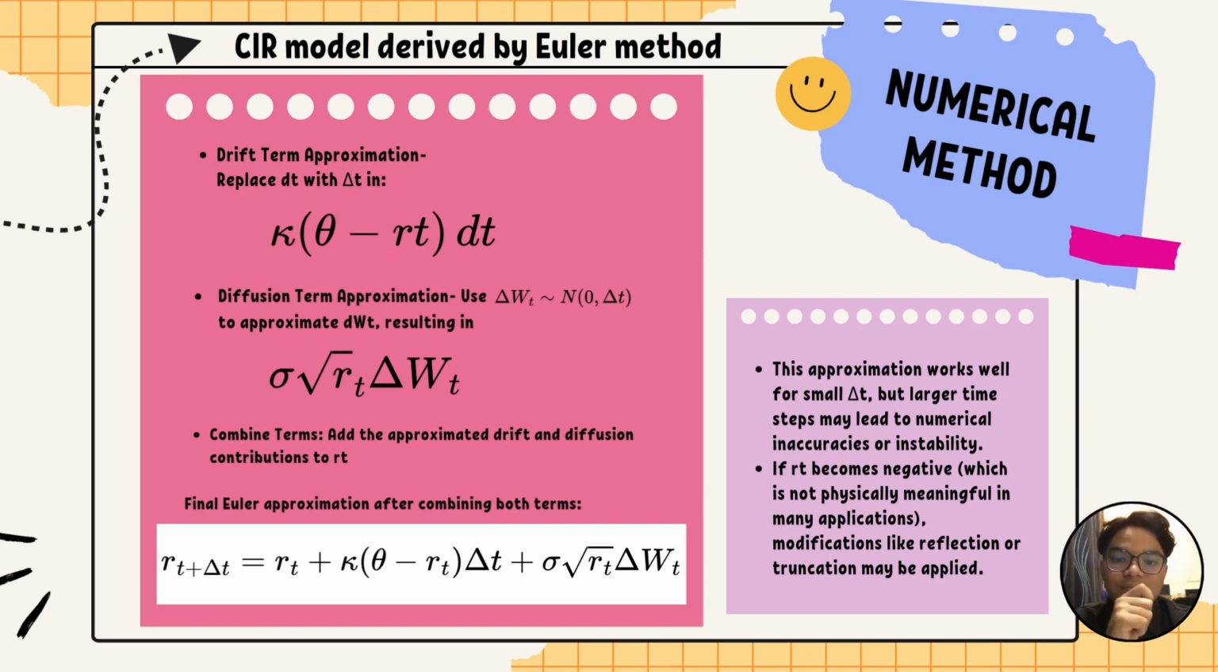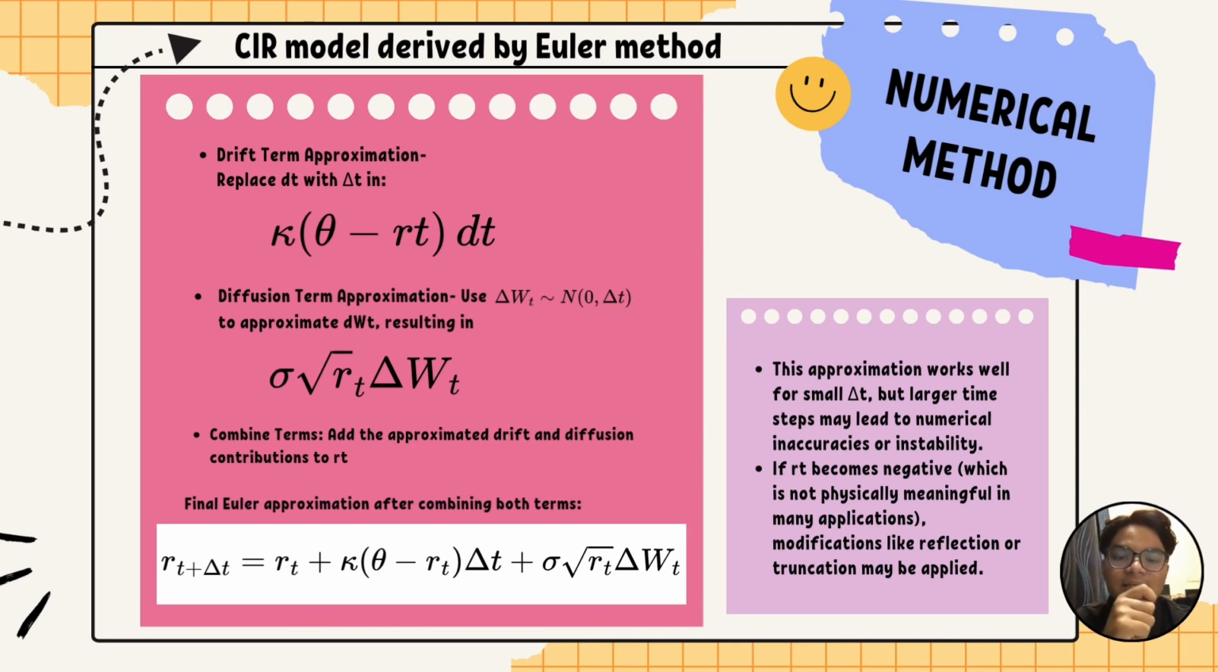delta W_t. So, to find the new interest rate R_(t plus delta t), we combine the approximate drift and diffusion terms. The Euler approximation formula becomes as shown below. This equation lets us calculate the interest rate at the next time step, t plus delta t, based on the current interest rate R_t, the deterministic drift and the random diffusion.